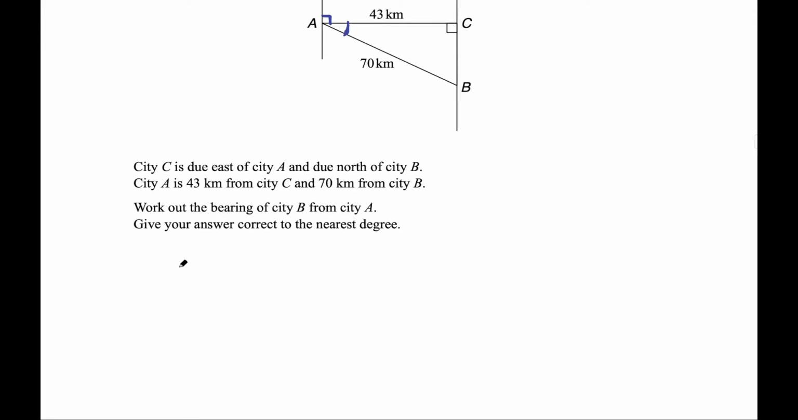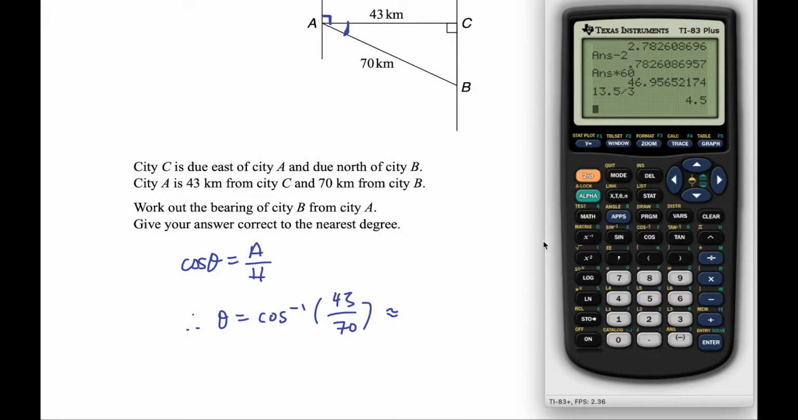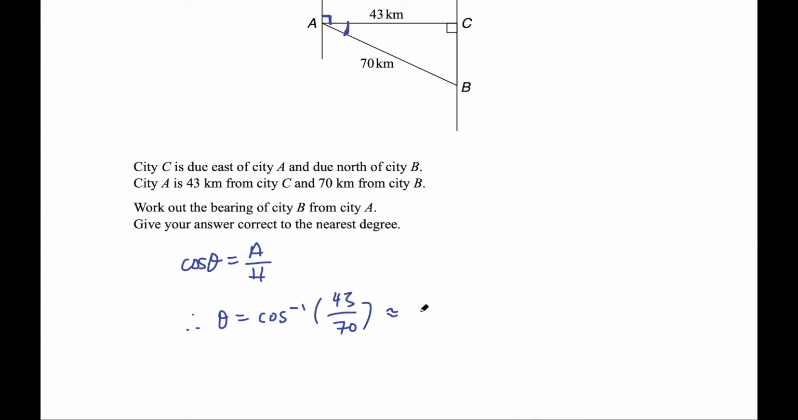So therefore, I would start off by stating that. I would say cosine of theta equals adjacent over hypotenuse. Therefore, theta is going to be the inverse cosine of 43 over 70. So plugging those sides into that formula there, we're going to get an approximation here. So let's put that in. The inverse cosine of 43 on 70, I get 52 approximately, rounded off to 52 degrees, because the question says give your answer to the nearest degree, so I can round that off.